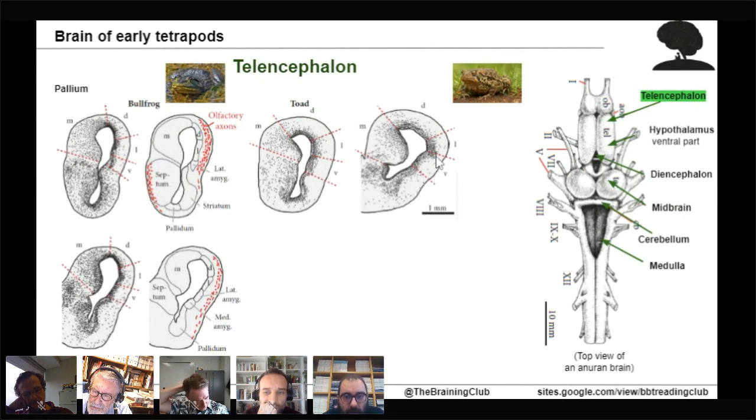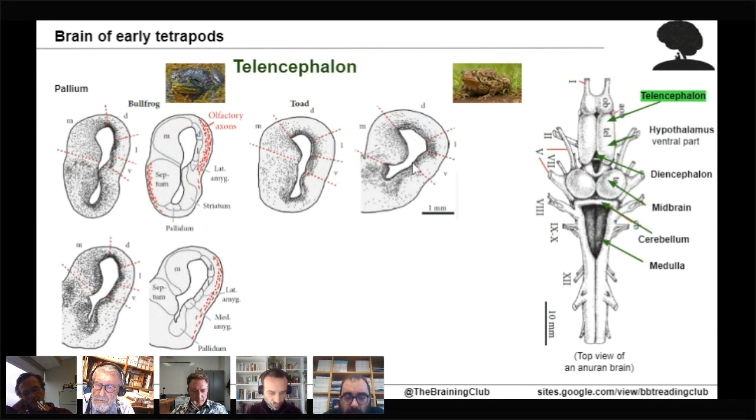The dorsal pallium instead remains difficult to delineate as it receives olfactory input in addition to thalamic input, but doesn't project outside of the telencephalon in these animals. And no genetic criteria seem to have been established. In fact, the authors even wonder if a dorsal pallium exists at all in amphibians.